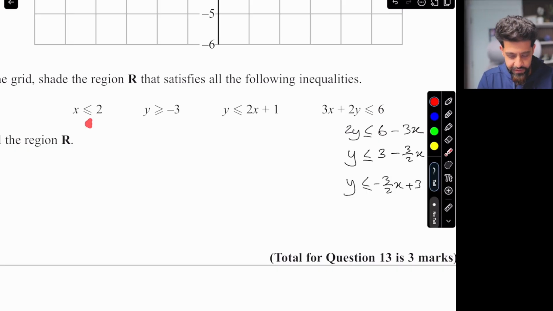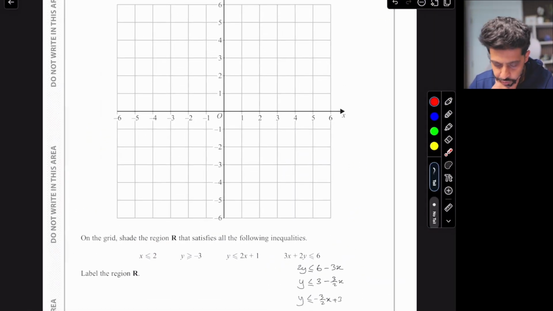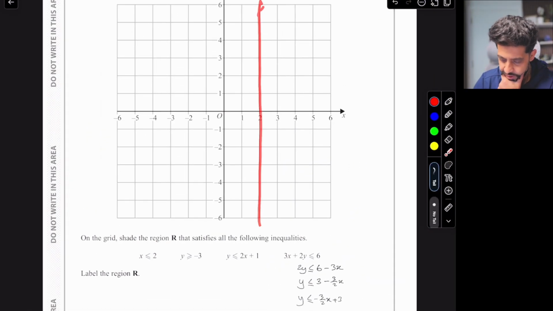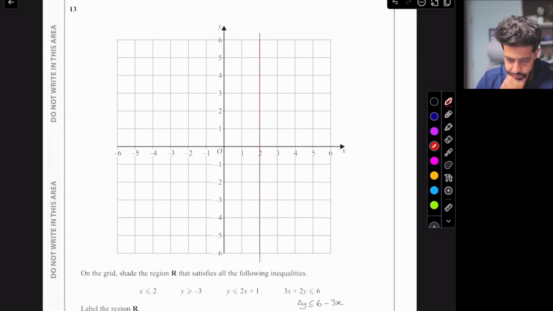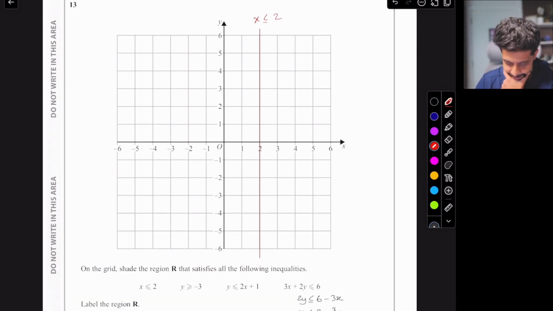Now let's start with this one first. So that was x equals 2. We need to draw the line x equals 2, which is going to be a line like that. So that is the line x equals 2. So I'm just going to label it. X is less than or equal to 2, but we don't write equals to, remember that. That would just help us.